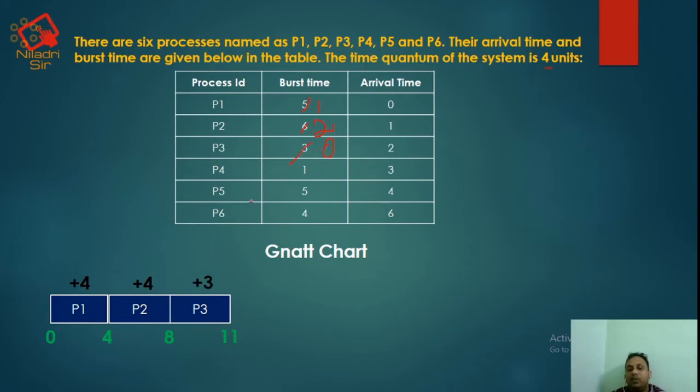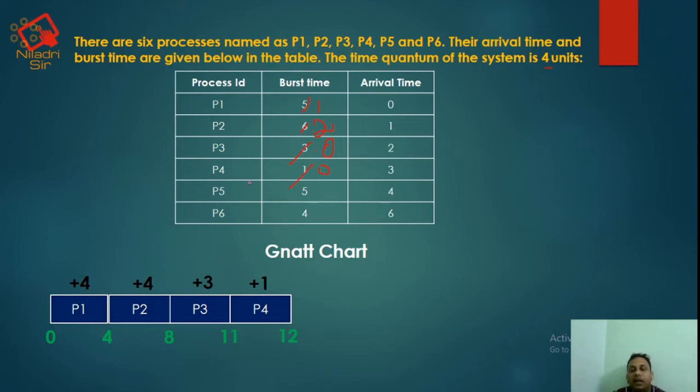Next came P4. In case of P4 also, the burst time is less than the quantum time, so it will execute for 1 microsecond. So this will be again 0.